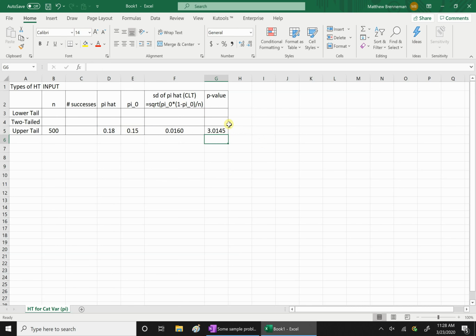Okay? So it says that if the null hypothesis is true, if the percentage of people in the whole bank that hold loans is 15%, then the likelihood that I could get a sample percentage of 18% or higher is only 3%. That's what we're saying here.